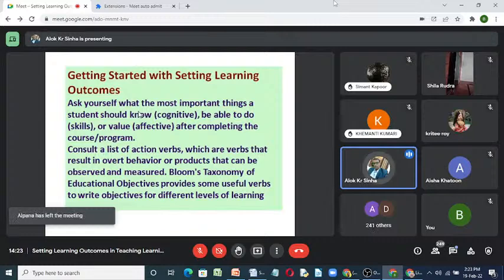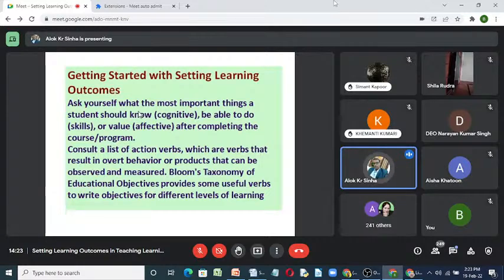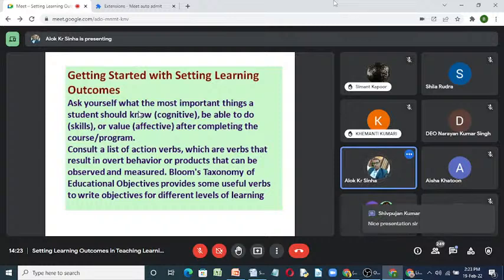So, getting started with setting learning outcomes. First, we need to ask ourselves what the most important things are that a student should know and be able to do, meaning skills or values, after completing the course or program. Consult a list of action verbs, which are verbs that result in overt behavior or products that can be observed and measured. Bloom's taxonomy of educational objectives provides some useful verbs to write objectives for different levels of learning.